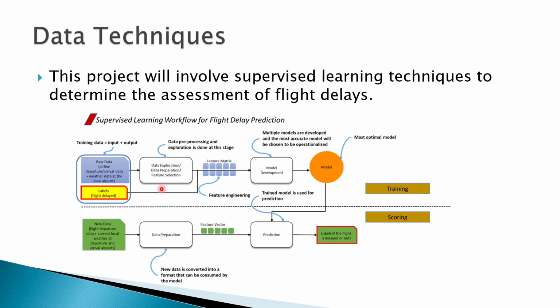We will create the feature matrix, and then we'll feed the features along with algorithms into a model which will be trained based on the data. Once the models are developed, we will be using multiple models, and then we will compare the models, pick the best model, and then operationalize that. Once we go into the operations mode, the new data will be fed into the selected model, and then the model will provide us the label.